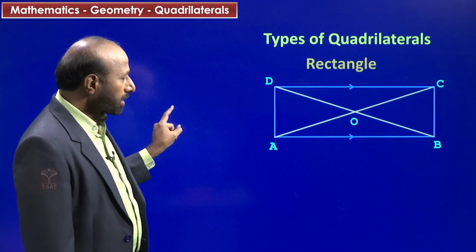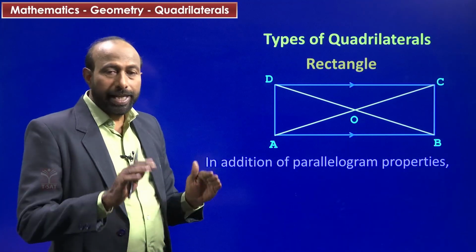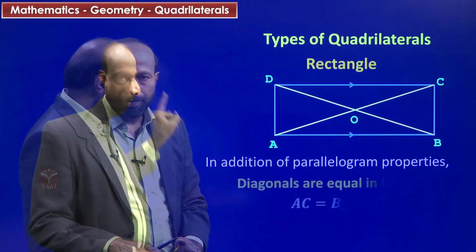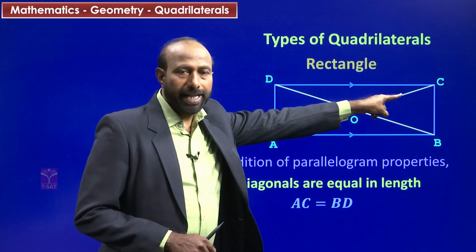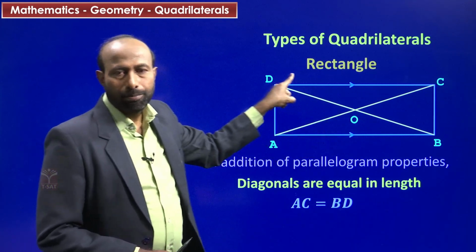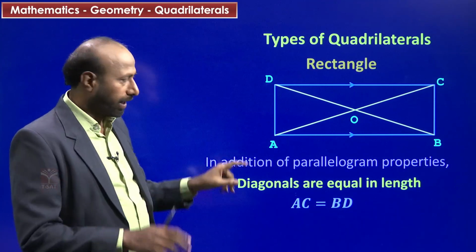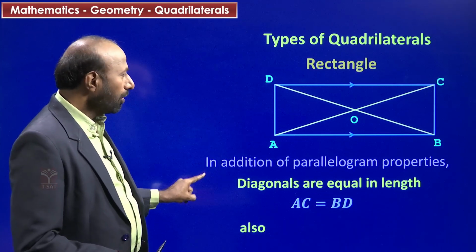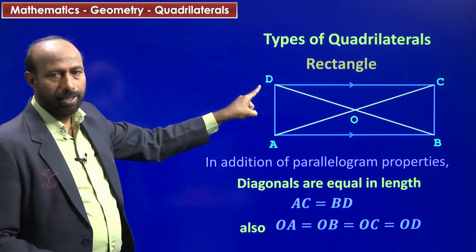Next, let us see what the properties of a rectangle are. In addition to the parallelogram properties, the diagonals are equal in length. That is, the length of the diagonal AC is equal to the length of the diagonal BD. This is the main additional property of a rectangle. Next, also OA equals OC, OB equals OD.